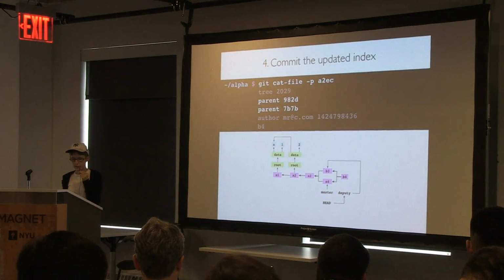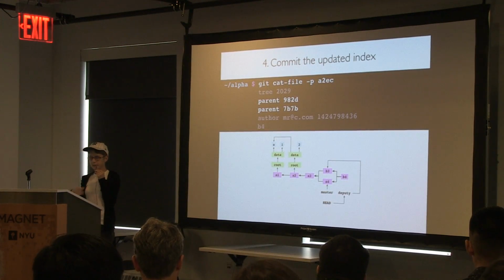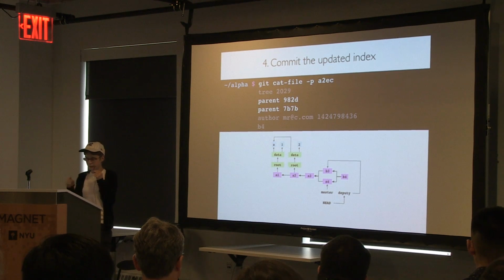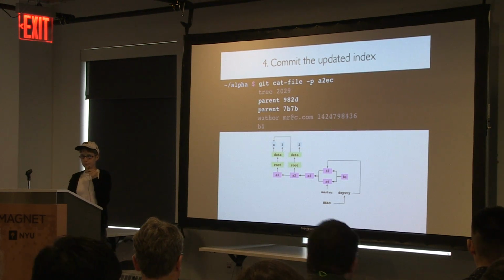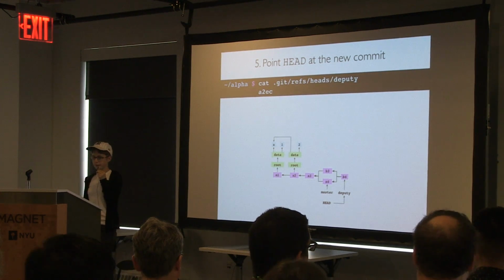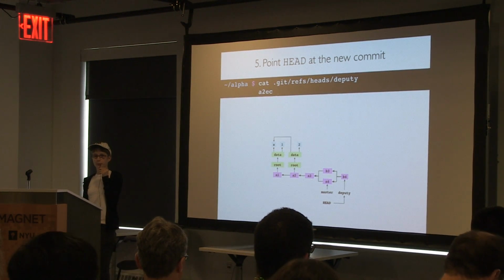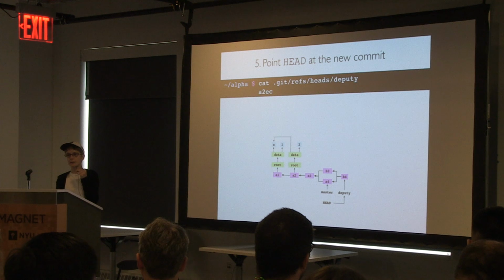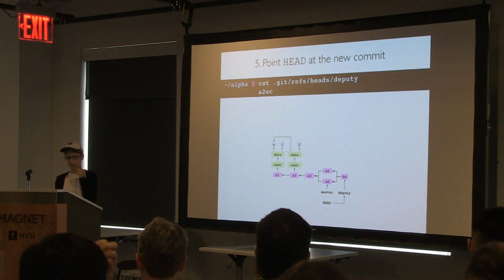Now the updated index is committed. The main thing to note here is 2 parents. So the B4 commit has B3 and A4. And then finally, we just point HEAD at the new commit. So now deputy is on the B4 commit. Okay, so that was merging 2 ancestors from 2 different lineages.